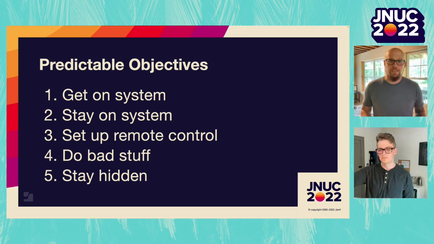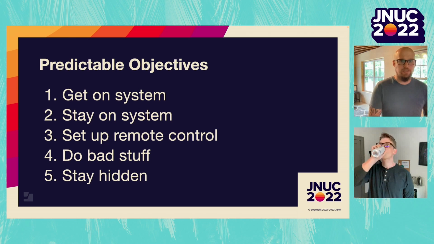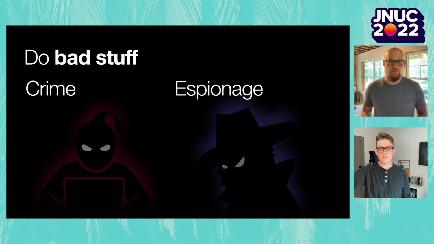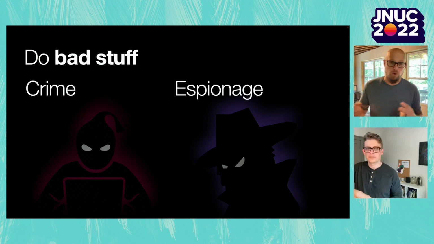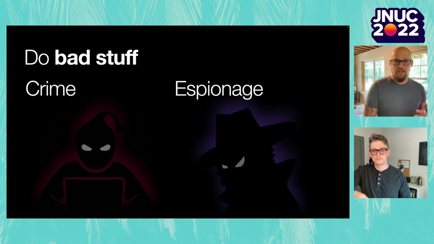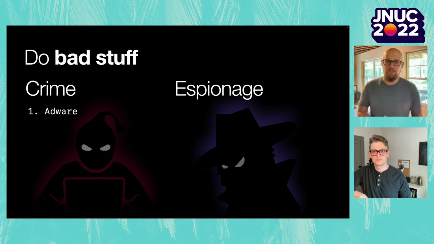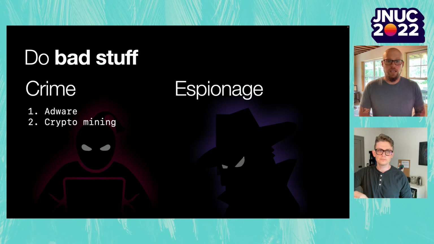So the attacker makes it onto the machine. They have persistence. They have remote capabilities. So what are they going to do with these powers? They're going to, quote unquote, do bad stuff. Again, on the crime side, bad stuff can mean a lot of things. It could mean installing adware on the system and making money off ads. It can mean mining crypto with the CPU.